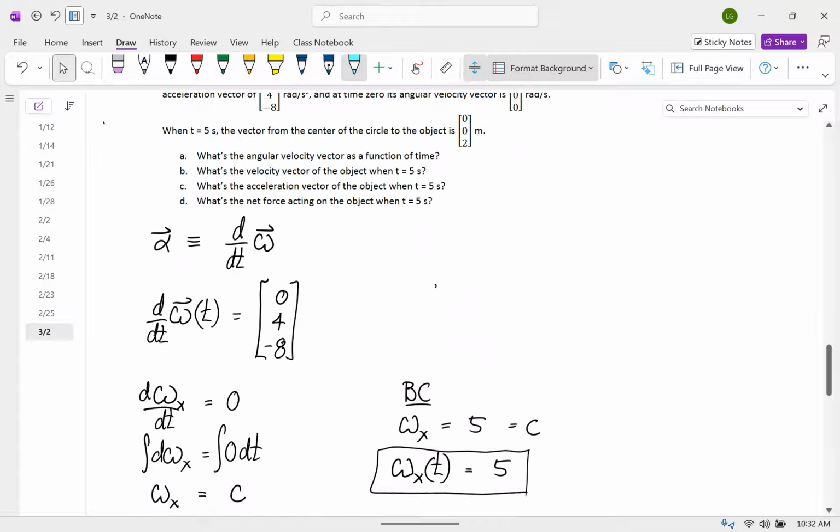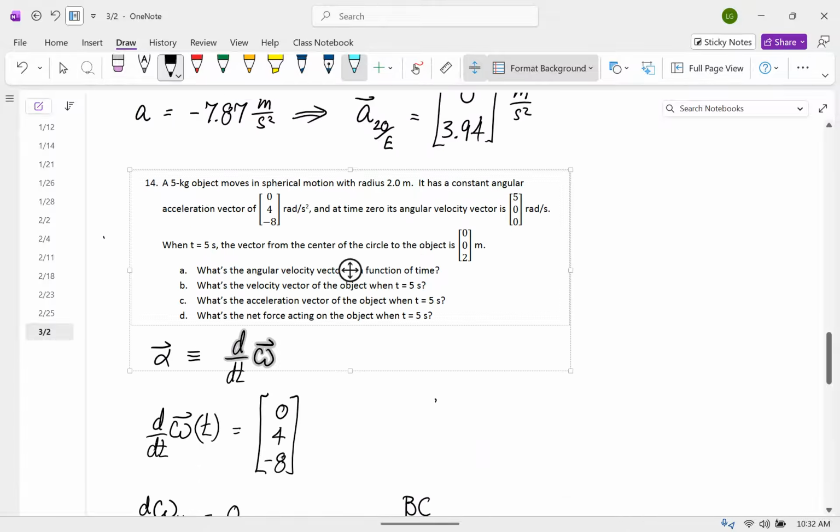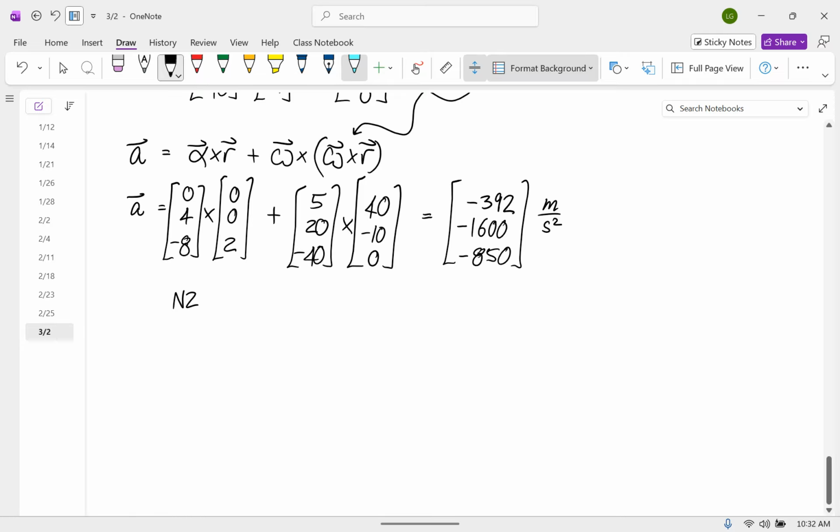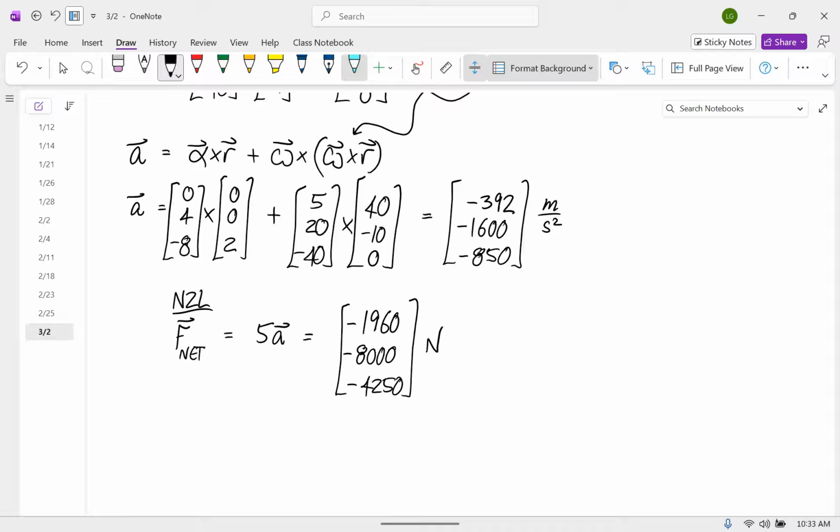And then the last thing it asks is the net force. If you know the acceleration and you know the mass, you can always just multiply those together for the net force. This is 5 kilograms. So Newton's second law says F net is equal to 5 times the acceleration, which is negative 1960, negative 8,000, negative 4250 newtons. Any questions about that? Okay. Any other homework questions?